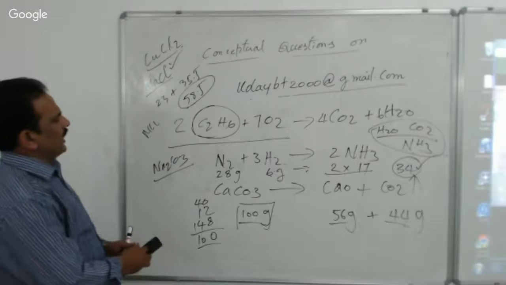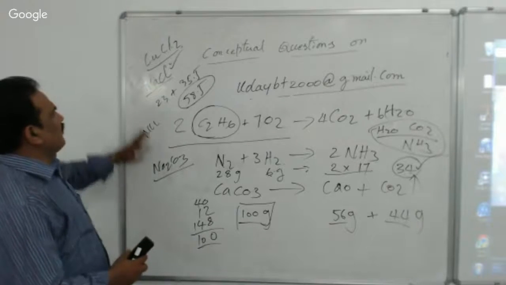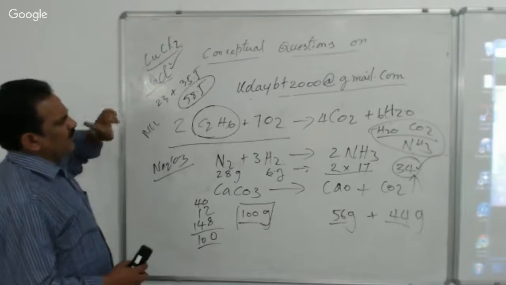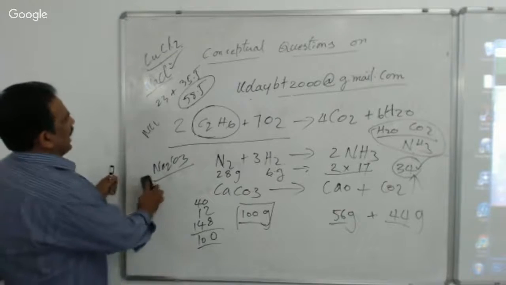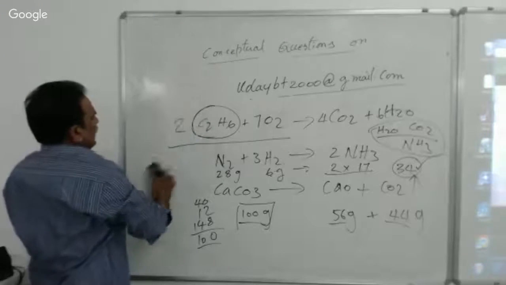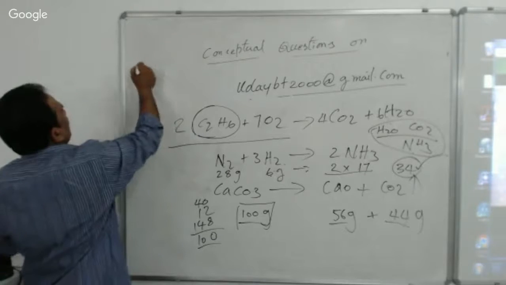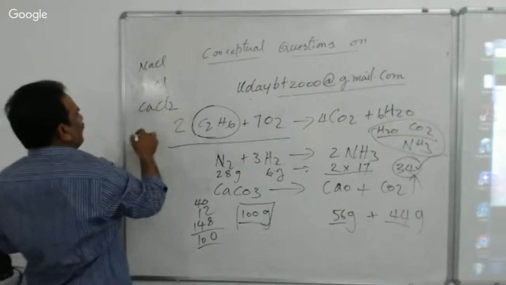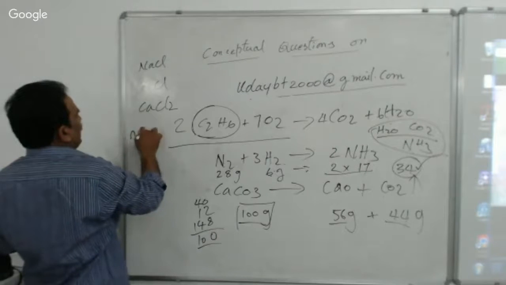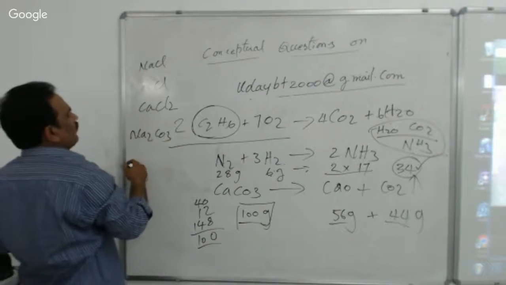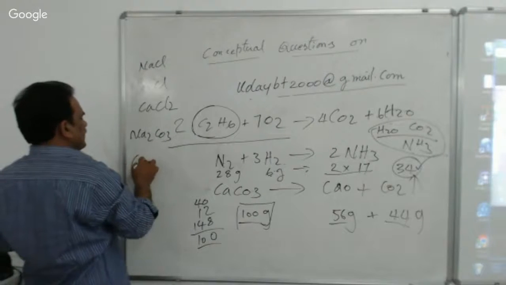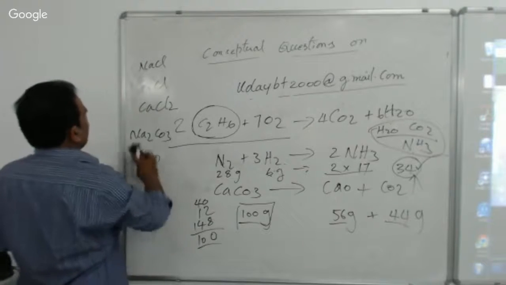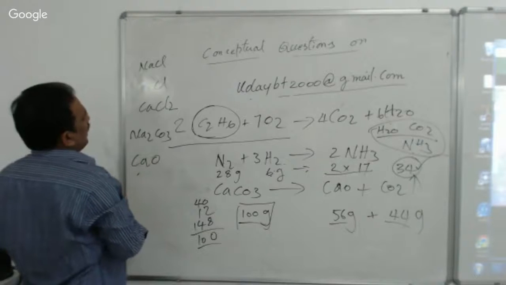Yes, sir. So here I have given you many examples. Formula mass means for ionic compounds we use the term formula mass. For covalent compounds we use the term molar mass. Ionic compounds are NaCl, KCl, CaCl2, Na2CO3 (sodium carbonate), CaO (calcium oxide). In the case of ionic compounds, we use the term formula mass.